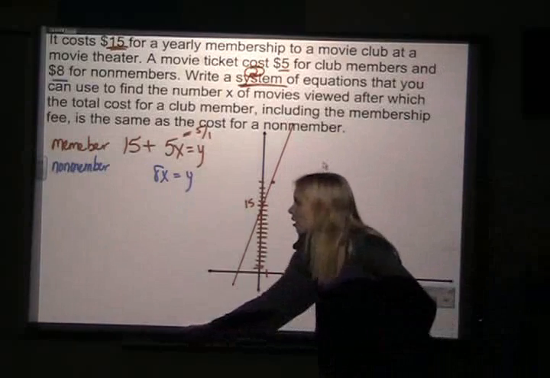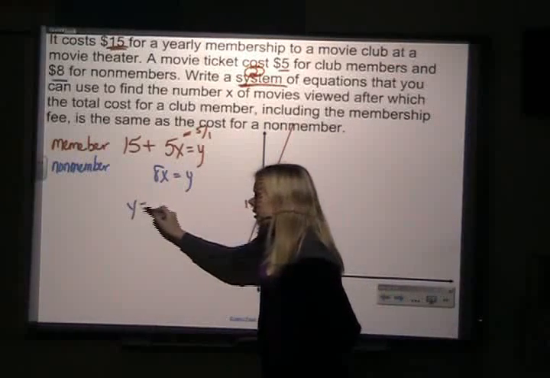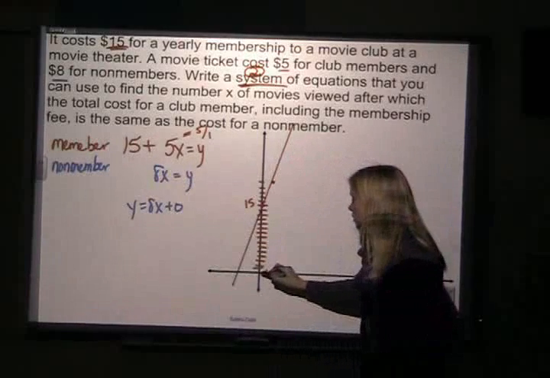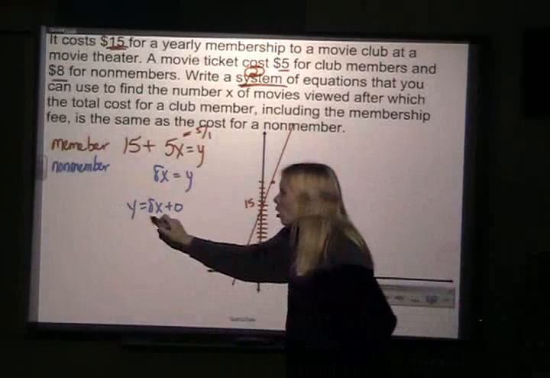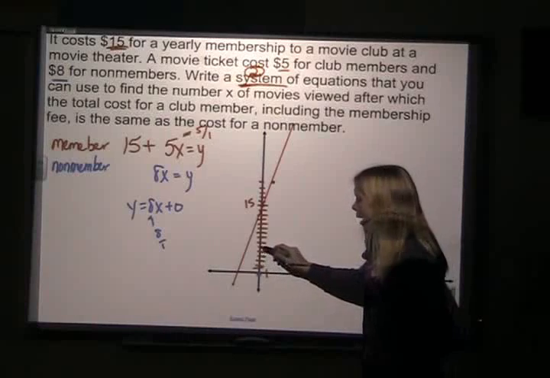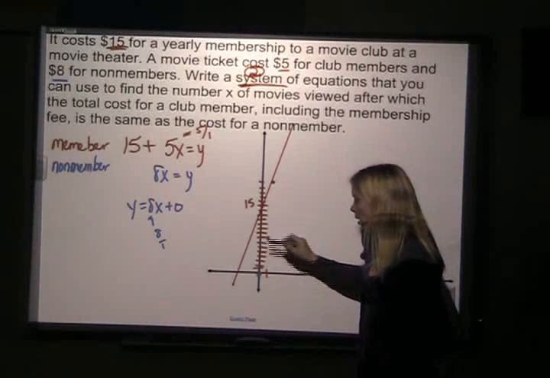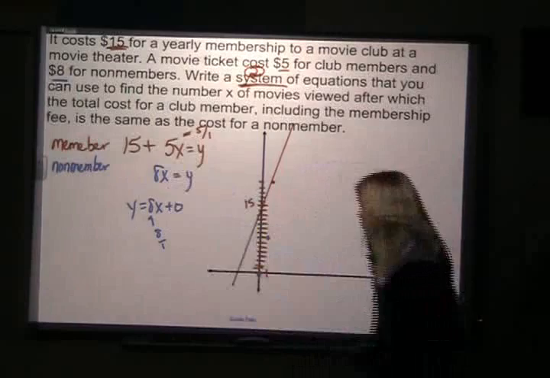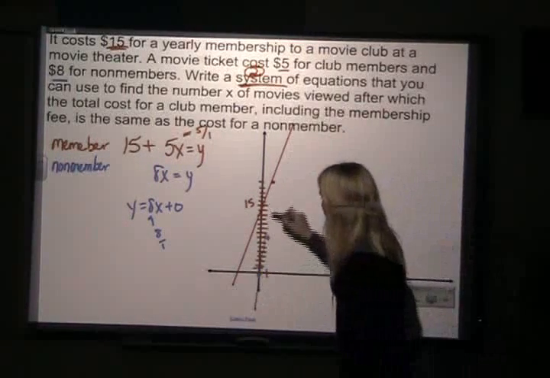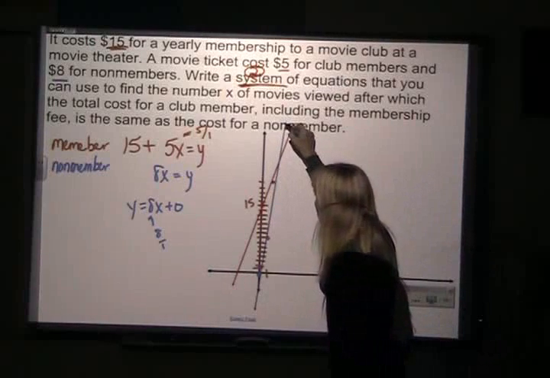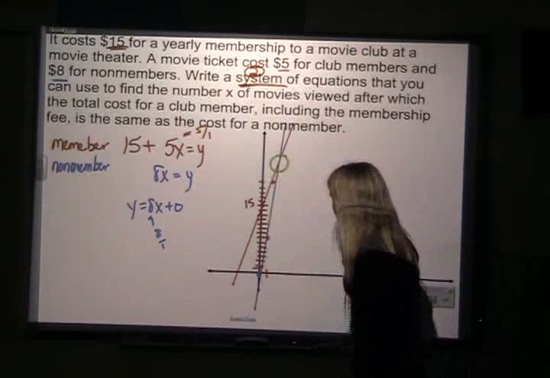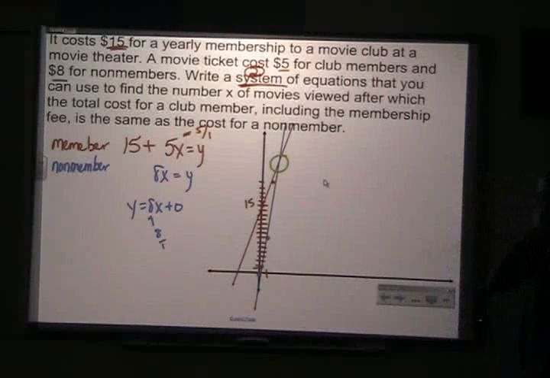For the next one, this is the same thing as y equals 8x plus nothing. So remember, they didn't have that fee. So this has a y-intercept of (0, 0), but the slope is 8 over 1. So I'm going to go up 1, 2, 3, 4, 5, 6, 7, 8, and over 1. These are not the same slope, so my lines should not be parallel. Okay? You'll notice these lines are going to cross.